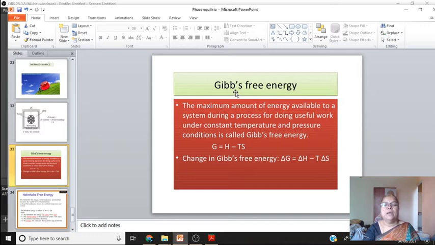energy. That function is the Gibbs free energy. It is denoted by letter G, and Gibbs free energy is the measure of the maximum amount of energy available to a system during a process for doing useful work under constant temperature and pressure. Remember, it is denoted by letter G.